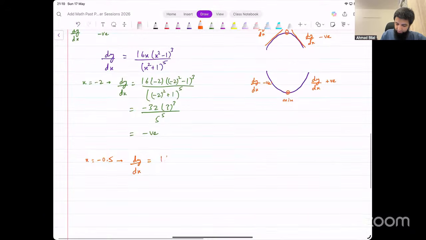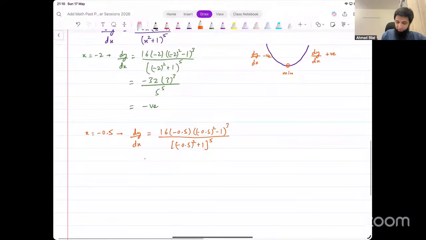So in this case, when we put in -0.5, what do we get from that? 16 into -0.5 into ((-0.5) squared minus 1) raised to power 3. In the denominator, we have ((-0.5) squared plus 1) whole raised to power 5. Now think about it. The denominator is positive, right? That's all that matters. Just say it's a positive number in the denominator. What about the numerator? 16 into -0.5, that's a negative number. You can write that value as well, that's -8.